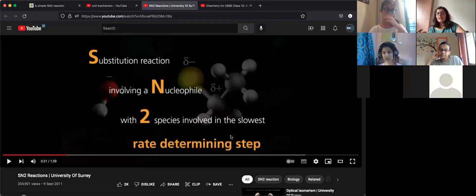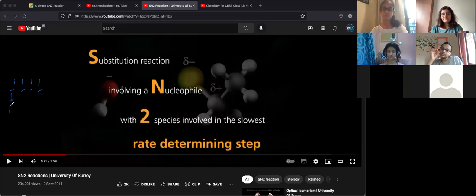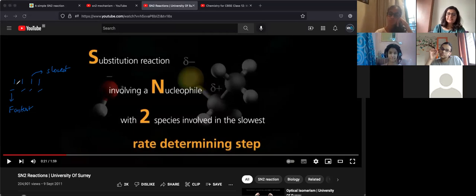So when a reaction happens in multiple steps, think of it as a team, okay? Suppose you have multiple members in a team. All of them are going at their own speeds. So let's say this one is the fastest and C happens to be the slowest. If you were to rank the team or rate the team, will you decide that based on the fastest member of the team or the slowest member of the team? What does that depend on? Fastest. Both.